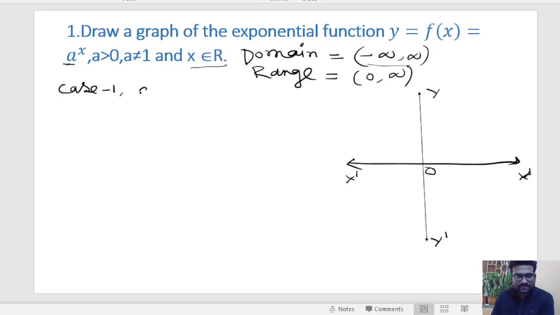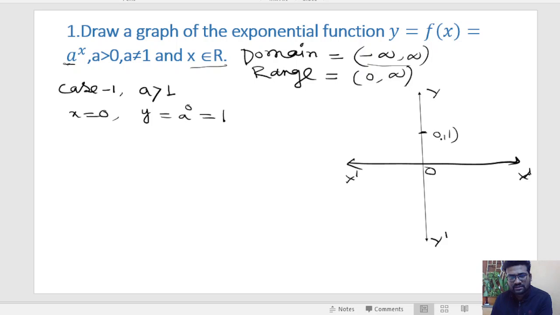Okay, at first case 1, a greater than 1. The given function a to the power x increases over the interval of minus infinity to infinity. So putting some values of x, at first x equals 0, we get y equals a to the power 0, and we got the value of 1, and those points are on the x-axis and y-axis.